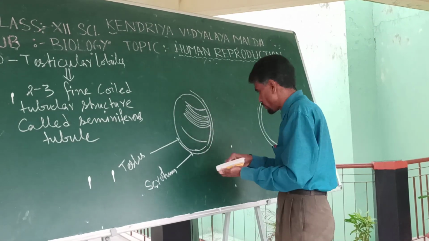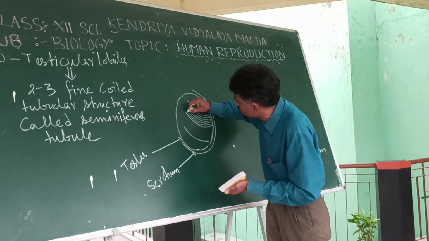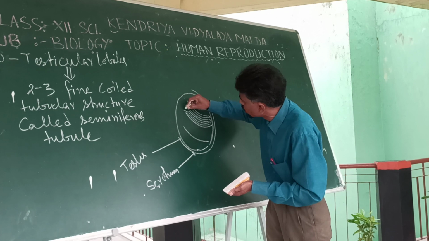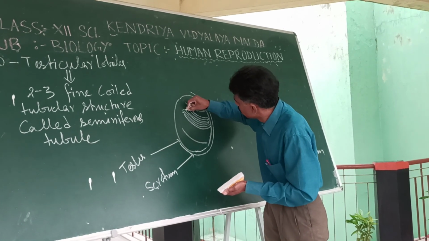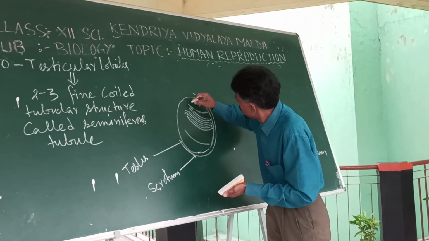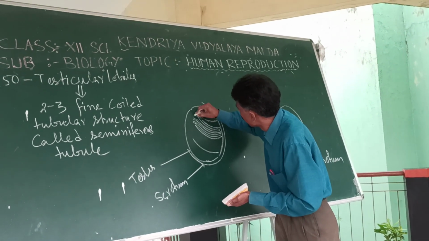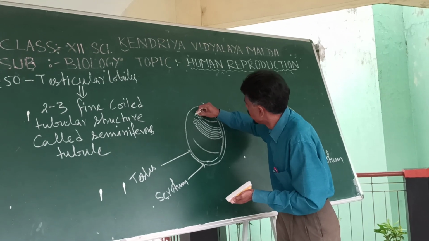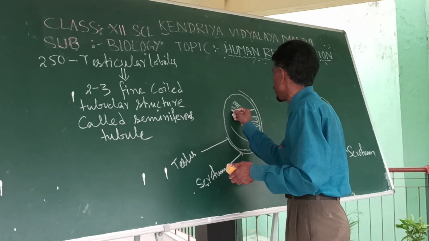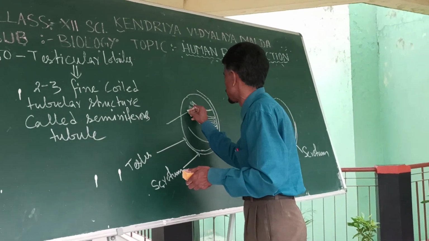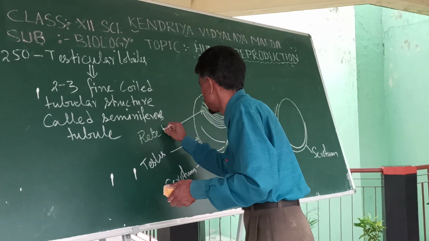These seminiferous tubules are opening into a very short structure. So this is the short structure. These short structures are called rete testis.